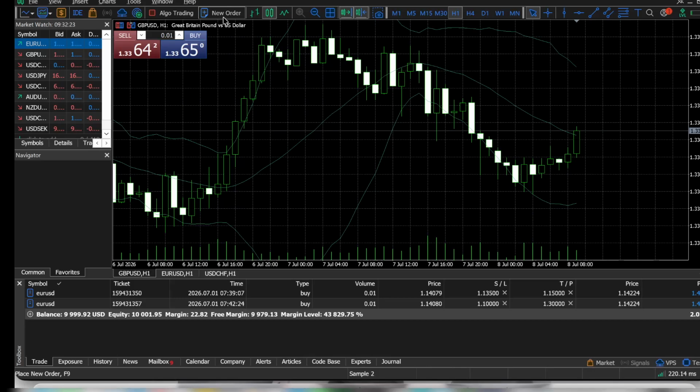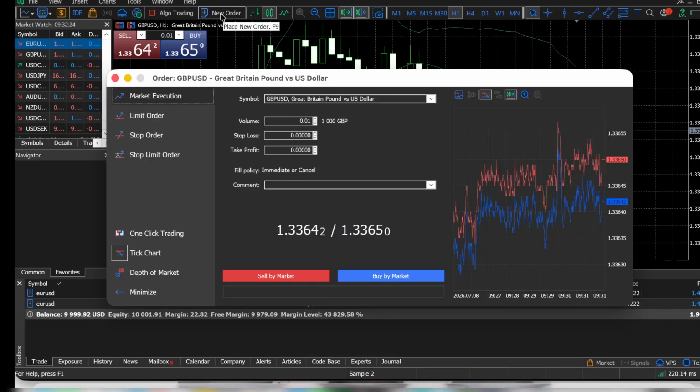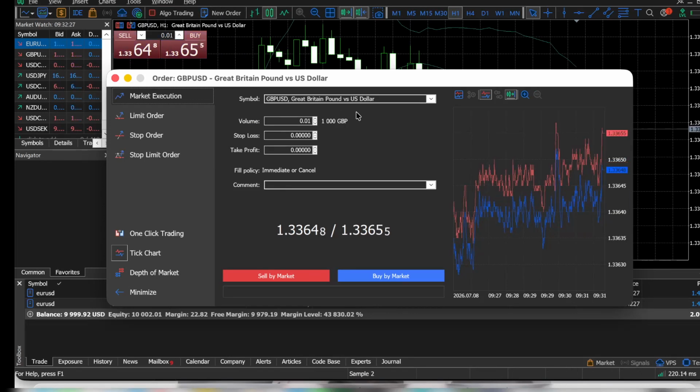To begin, go to MetaTrader 5 and look for the New Order button at the top of the platform. Click on New Order to open the trading window. This is where you'll set up all the details for your pending order.